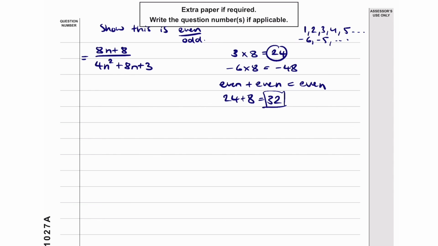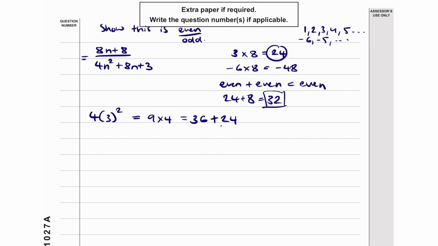Now, let's try the denominator. So remember that n can be any integer. So let's try 3. So 4 multiplied by 3 squared. Now this is going to give me 9 times 4. And remember that an even number times anything gives an even number. So this is equal to 36. Now we've got 8n in here, and we just proved prior that 8n gives an even number. So 8 times 3 was 24. 24 is even, so we've got 36 plus 24.